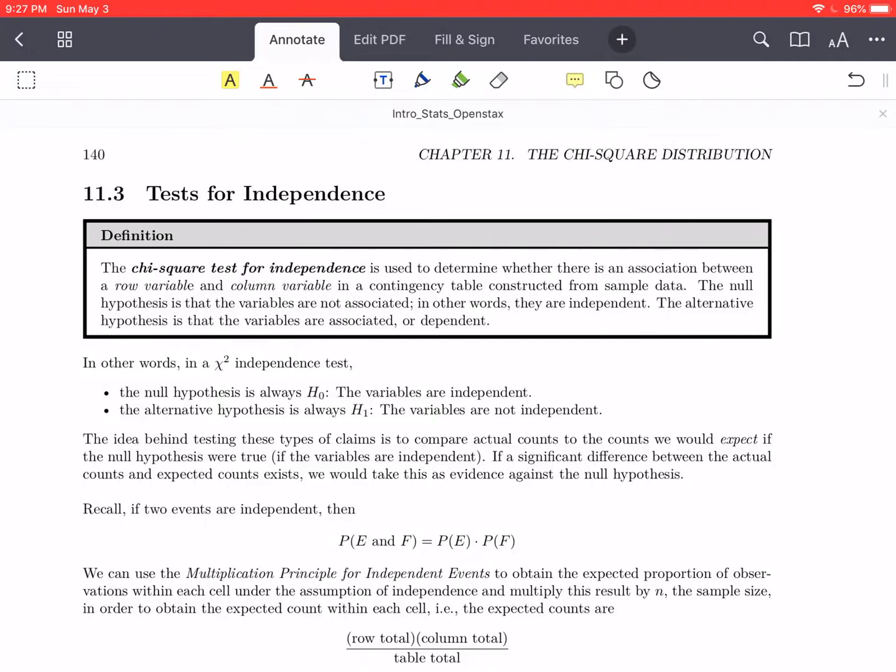The chi-square test for independence is used to determine whether there is an association between a row variable and a column variable in a contingency table constructed from sample data. The null hypothesis is that the variables are not associated, in other words, they are independent. The alternative hypothesis is that they are associated or dependent, that they are associated in some way.